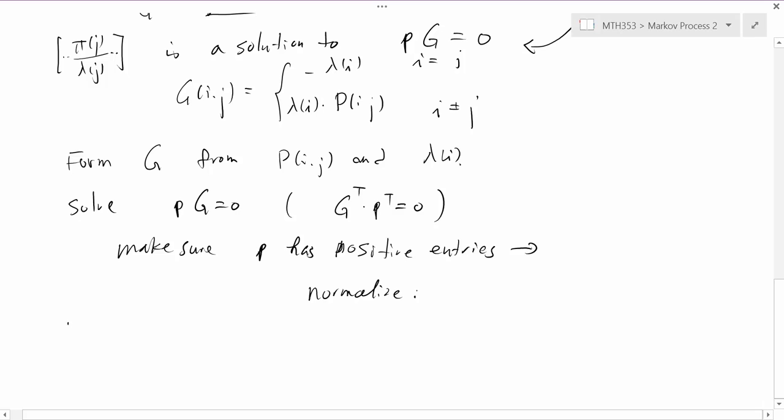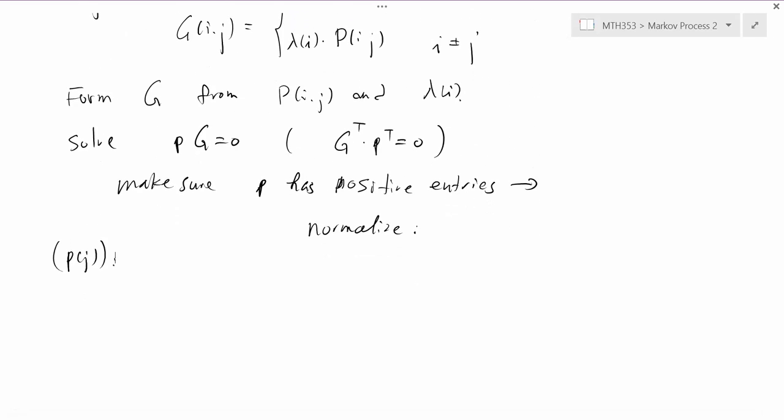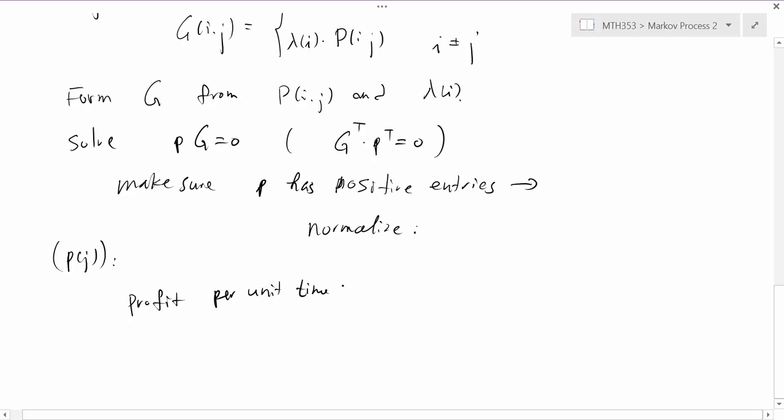Now, once we have this vector Pj, what can we do? We can find the expected profit over the long run, the profit rate, because if the time is infinite and you add them up, it's going to be infinity. So we can only find profit per unit time. And how do we do that? Profit per unit time is going to be the expected value, the sum of Pj times Fj, where j is in the state space.